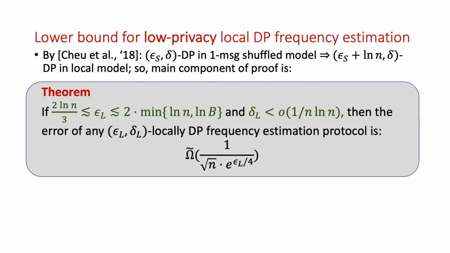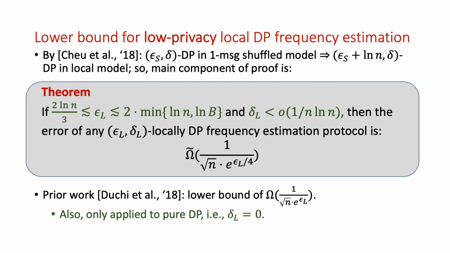In addition to implying the lower bound on shuffle model protocols, this theorem also improves upon previous work by Duchi et al. for locally DP frequency estimation. They showed a lower bound of 1 over root n times e to the epsilon_L. So our lower bound improves on the prior work in the dependence on epsilon_L in the denominator, which is a polynomial factor in n when epsilon_L is a constant times natural log of n. And I also note that the lower bound by Duchi et al. only applies to the case of pure differential privacy, namely that where delta_L is equal to 0, whereas our theorem applies in the case of approximate DP, where delta_L is small but positive.